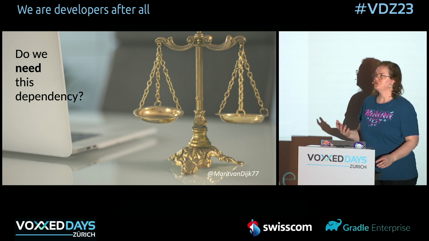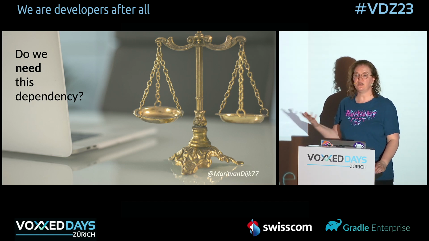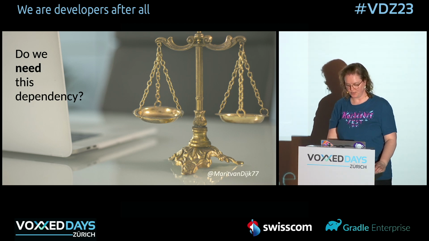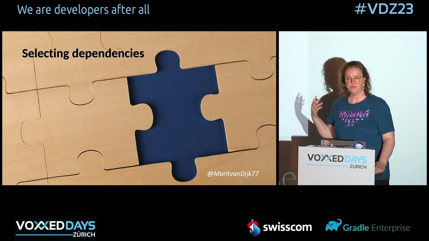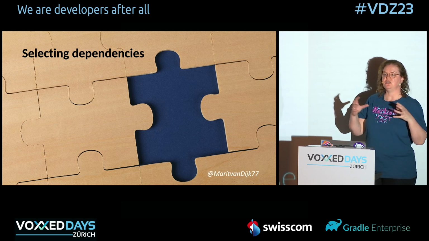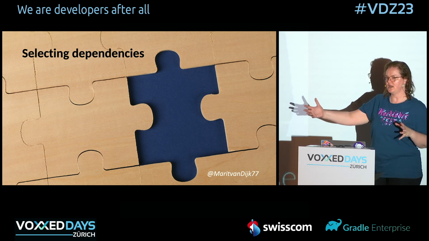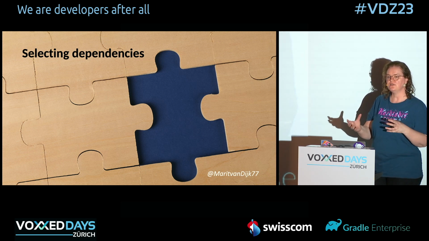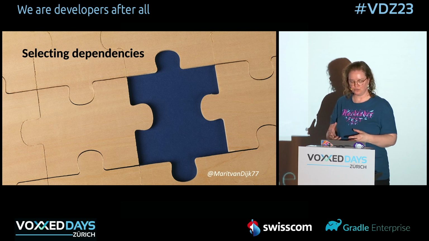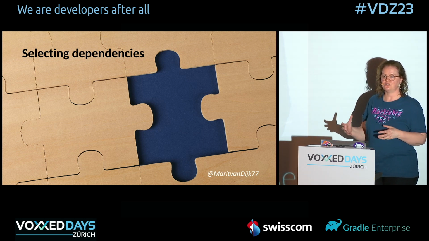So let's discuss some of the things that we want to think about when we add dependencies or when we select dependencies. The first thing to think about is, will this dependency solve my problem, and is the size of the dependency and the impact that it has on my code base relative to the size of the problem that I'm trying to fix here? Do we really need an external dependency?